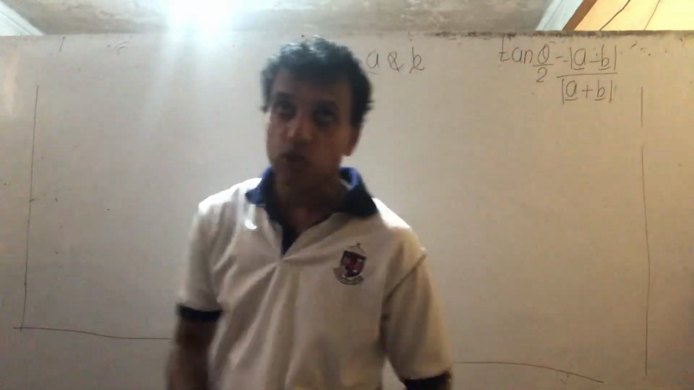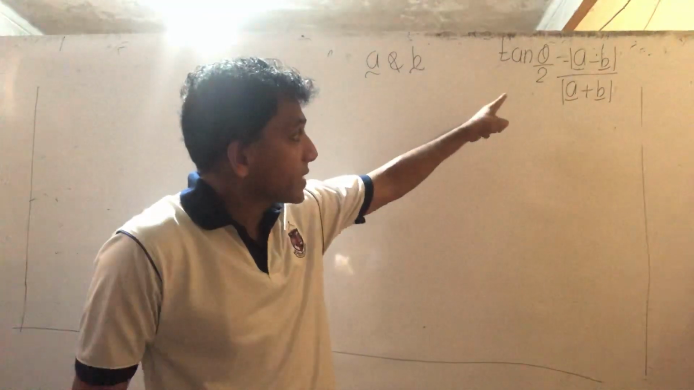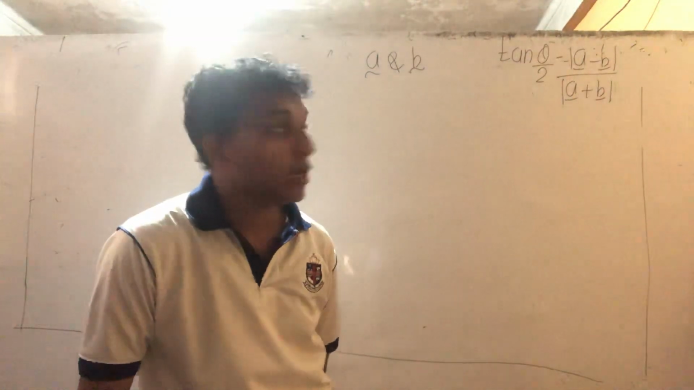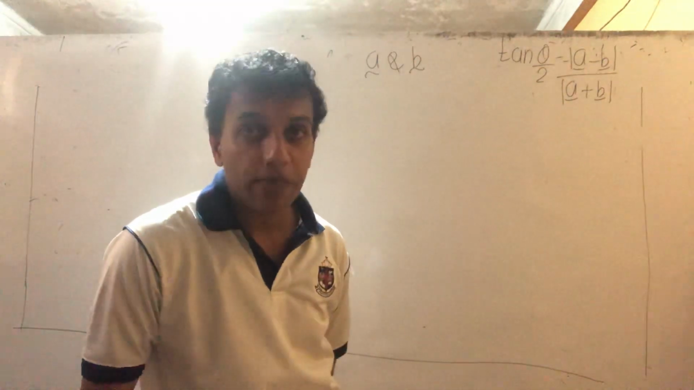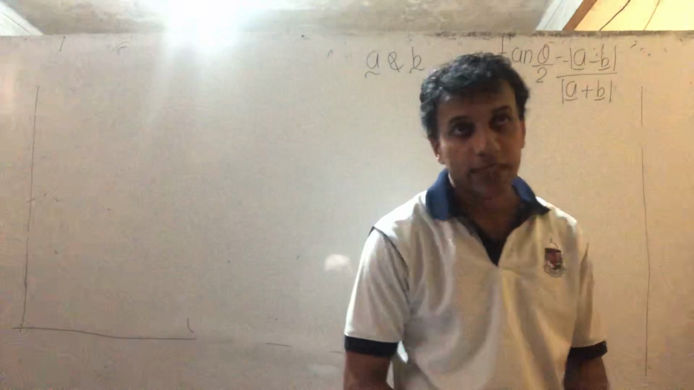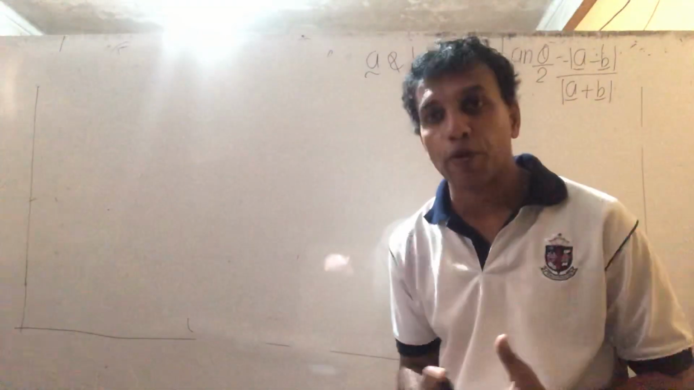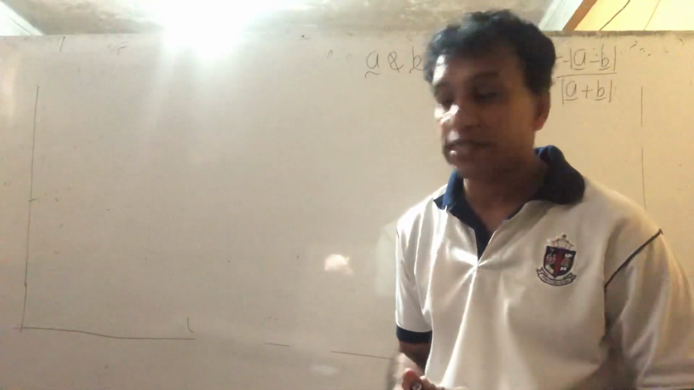If the angle between unit vectors vector A and vector B is theta, then show that tan theta by 2 equals the modulus of vector A minus vector B divided by the modulus of vector A plus vector B. This is a nice question involving again the dot product, scalar product of two vectors.